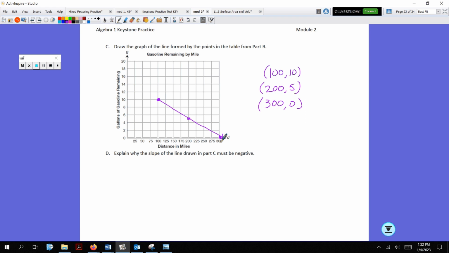Well, what do you guys think? Like, the longer you drive, what happens to the gas in the tank? It goes down. So because the farther you drive, the more gas you use. Done.